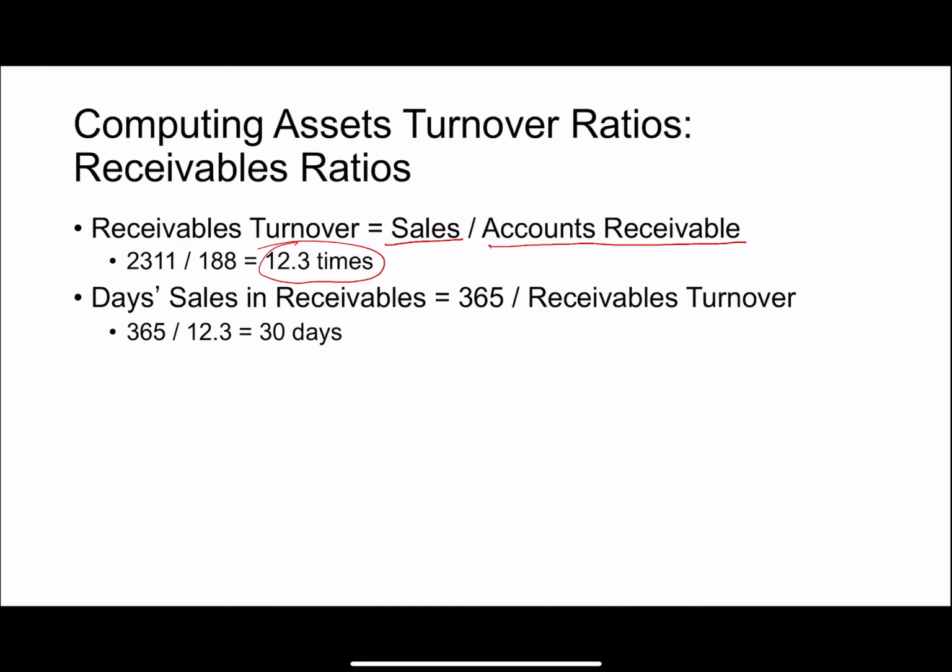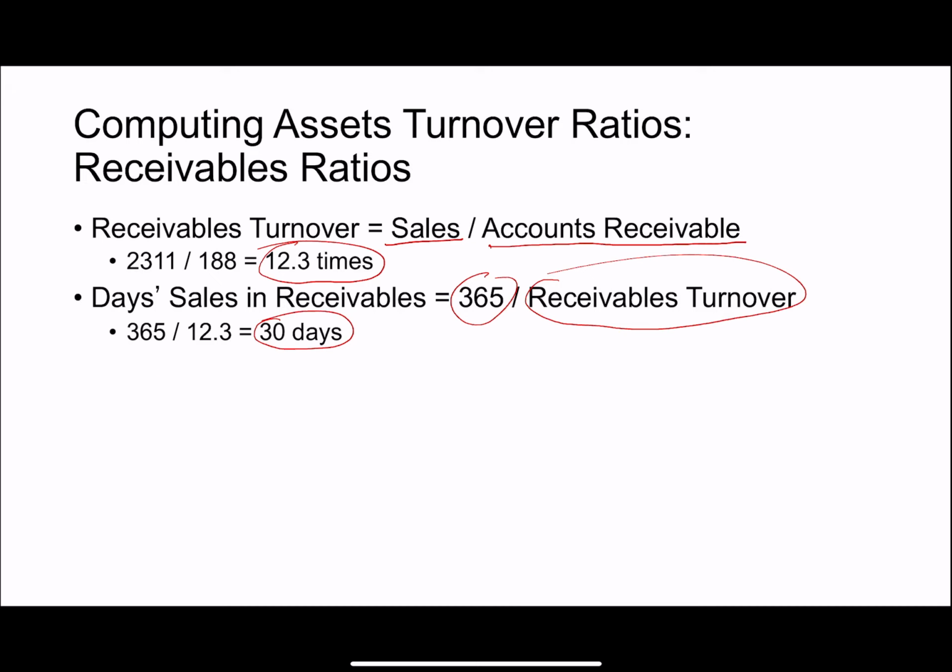And related ratio would be days sales in receivables. So you just take again 365 divided by receivable turnover. And in this case, it's equal to 30 days. So what does it mean? It means that it will take 30 days to collect your accounts receivable. So you want this ratio to be as low as possible.